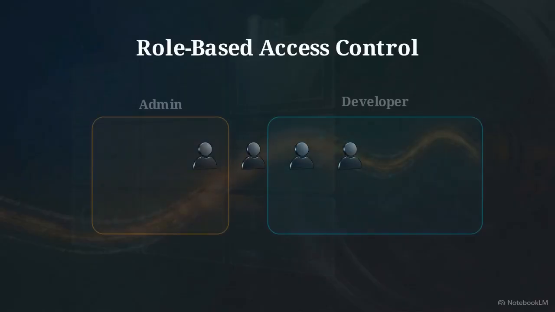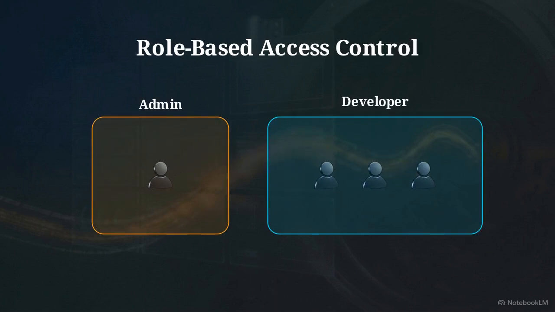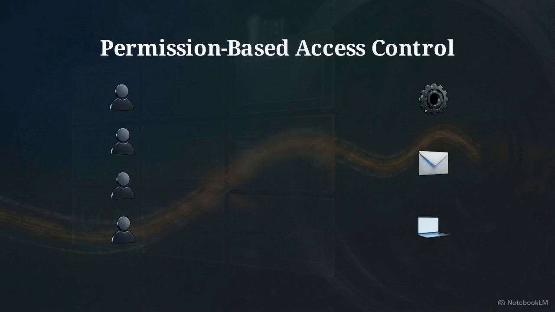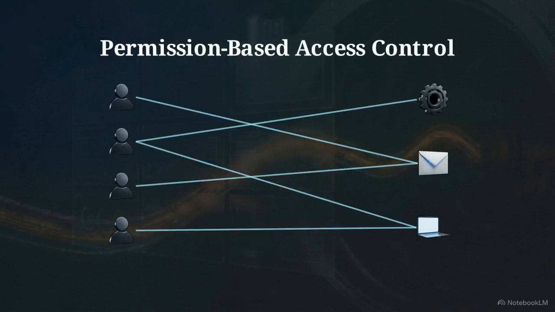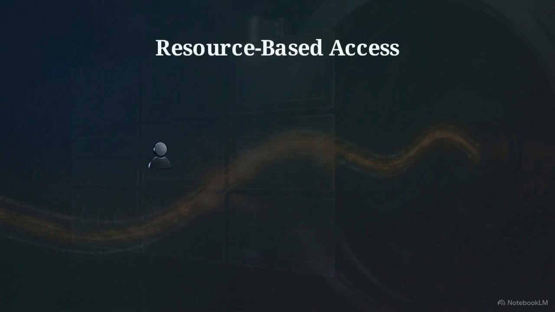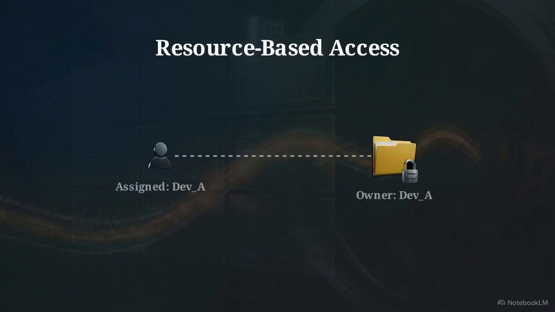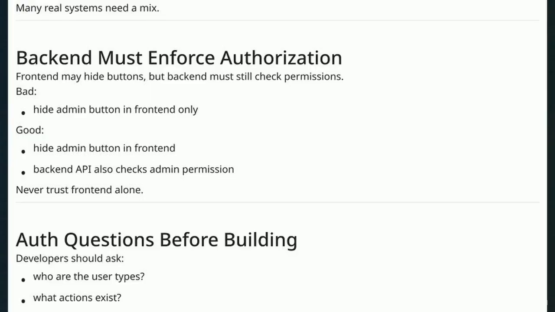Role-based access control groups users into broad buckets like admin or developer. For granular control, permission-based access attaches specific actions directly to the user. In complex systems, resource-based access is context-dependent. A developer can only edit documents they own. Returning to our breach, we can see the exact structural flaw.